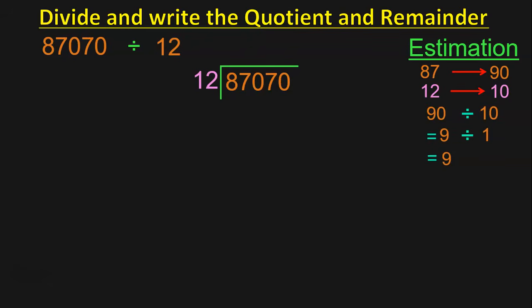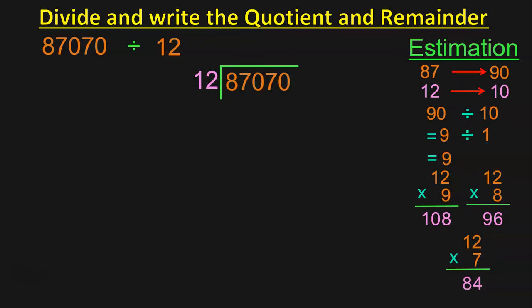So let us try with the quotient to be 9 now. What is 12 into 9? It is 108. So let us try 12 into 8. 12 into 8 is 96. Even that is bigger than 87. So let us try 12 into 7. 12 into 7 is 84.